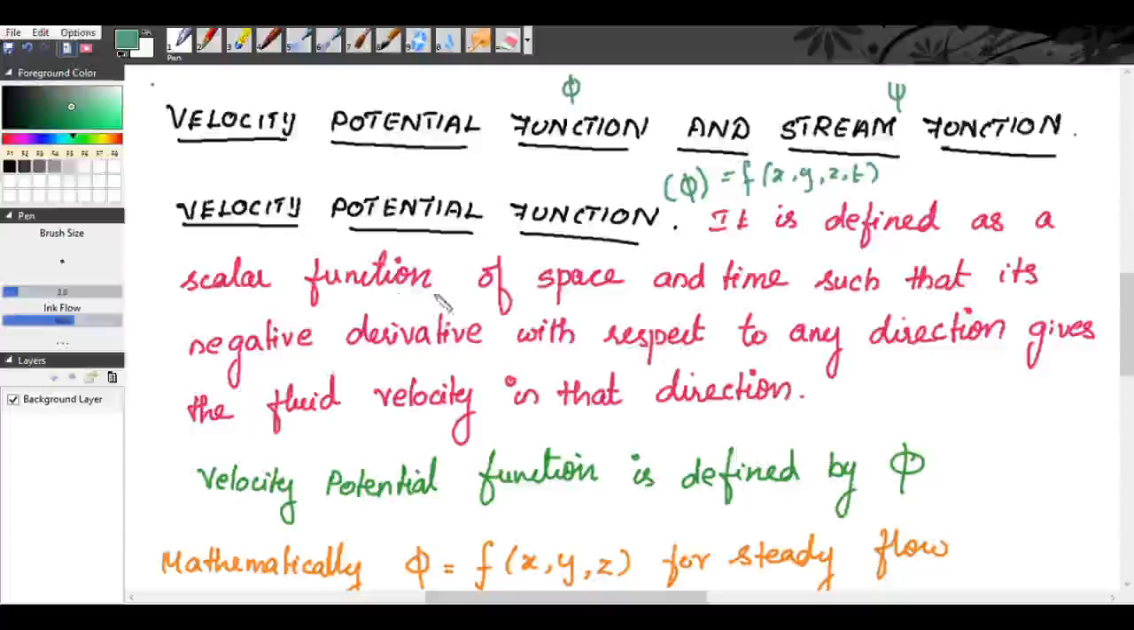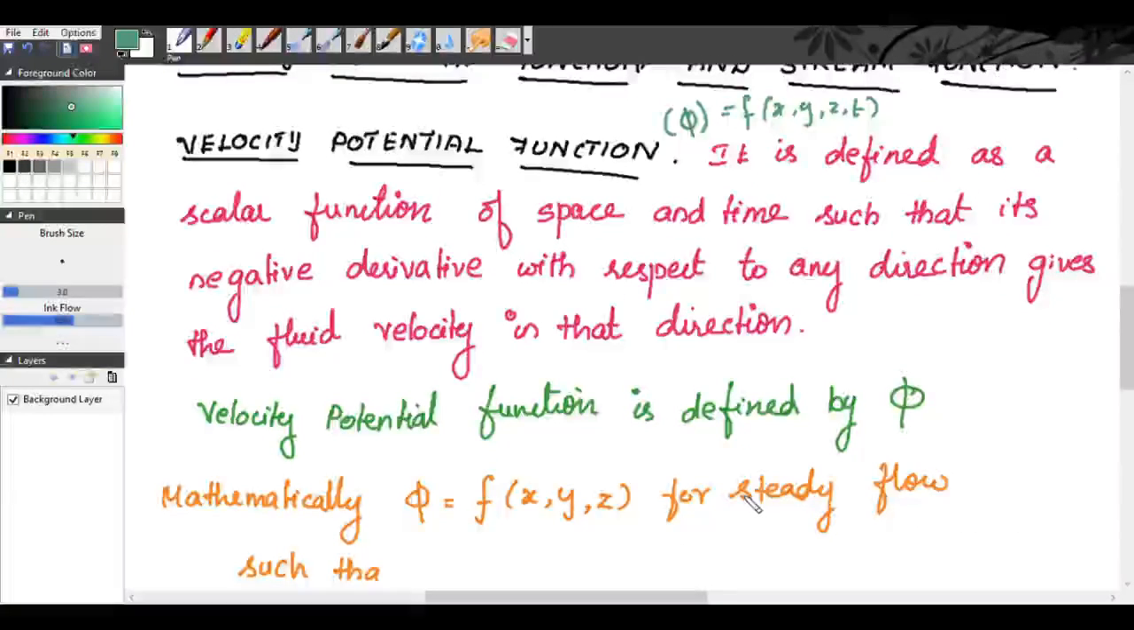So it is defined as a scalar function of space and time such that its negative derivative with respect to any direction, that is minus dou pi by dou x, minus dou pi by dou y and minus dou pi by dou z, gives the fluid velocity in that direction. So that will give the fluid velocity. Now we will see how.